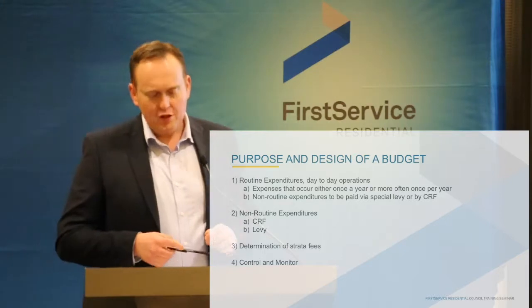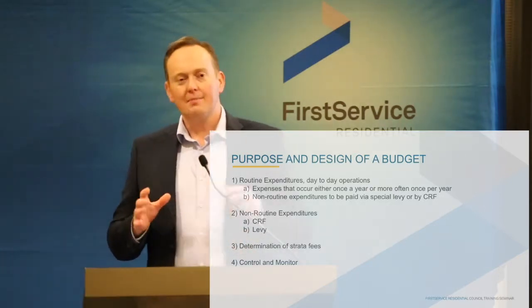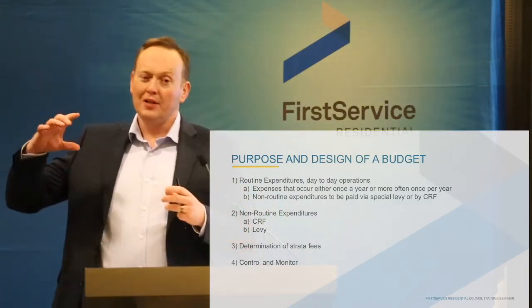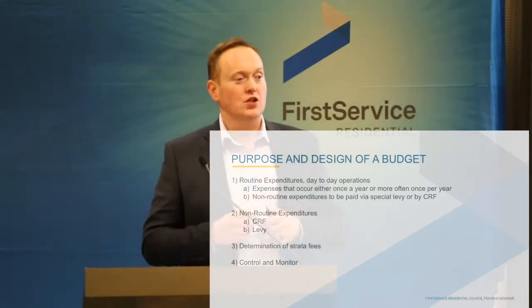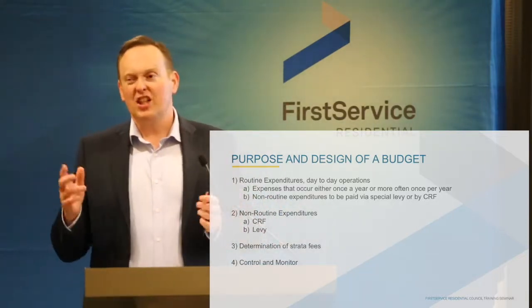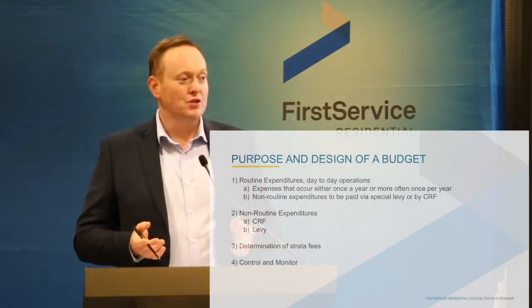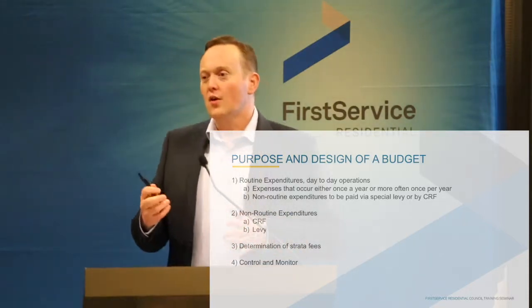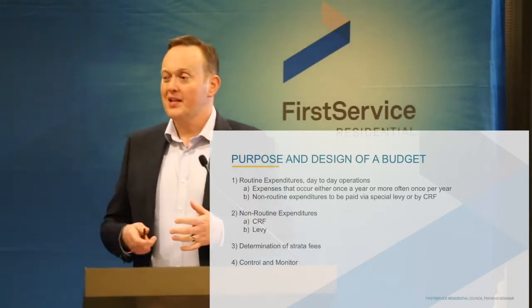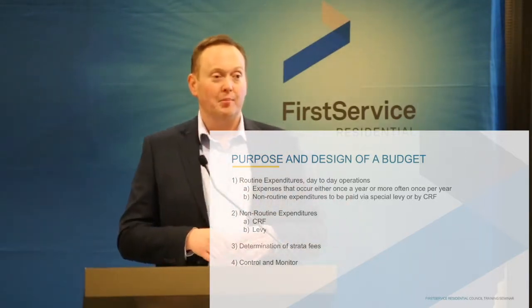Let's keep going, Jason. Purpose and design of a budget. Routine expenditures. So the operating, sometimes we see STRATA corporations put capital projects in their budget. To give you an example, you're going to replace the carpet in a STRATA corporation. Is that something you do every year? No. So it's not really an operating expense, so it really shouldn't go in the operating budget.